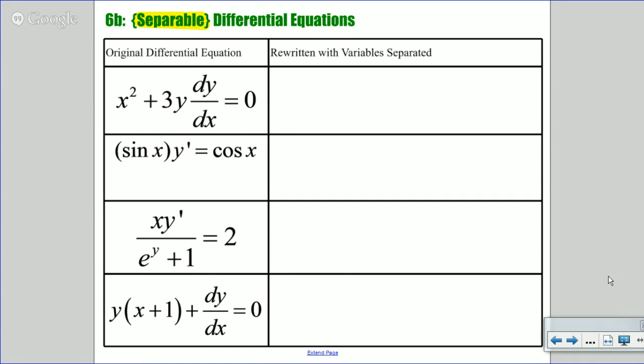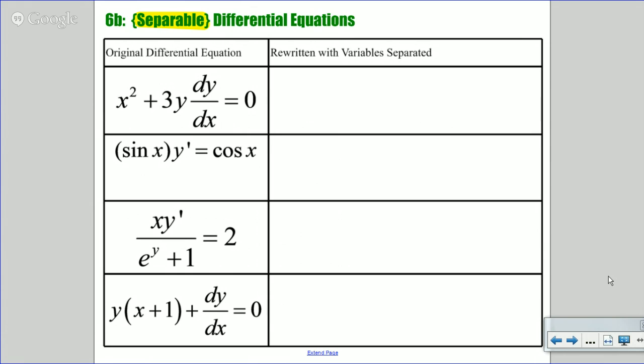Okay, so what I have is some differential equations on the left-hand side of this table. And what I'd like to do is rewrite the differential equation with the variables separated on the right-hand side. And this is going to be the first step of any differential equation or DE that you see in AP Calculus. All right? Any differential equation you see is going to be separable. And what we mean by separable is that we can separate our variables. So we always want to get y's on the left and x's on the right.